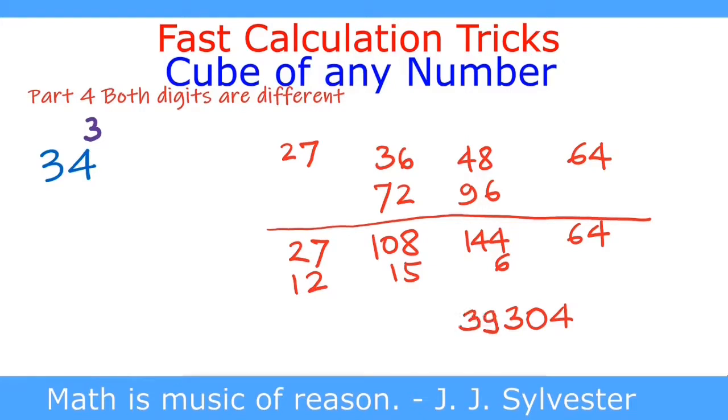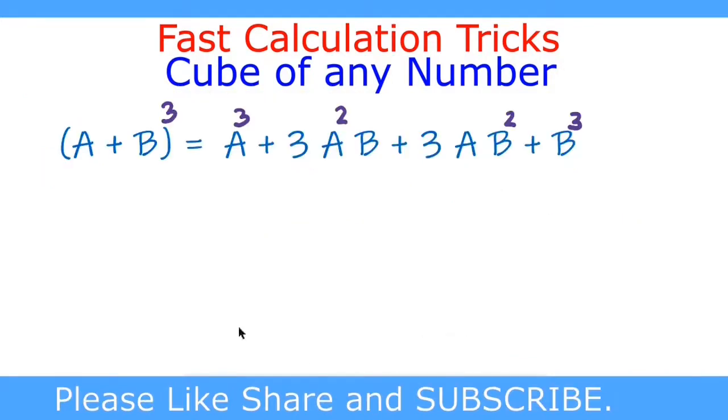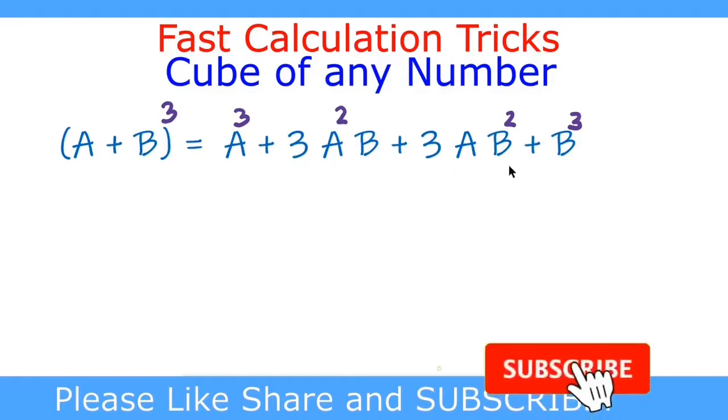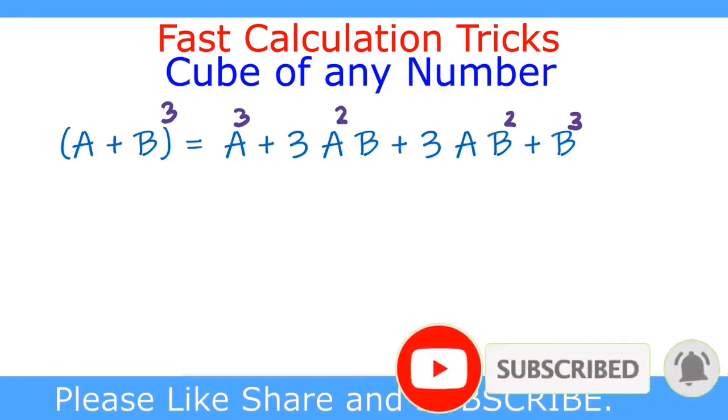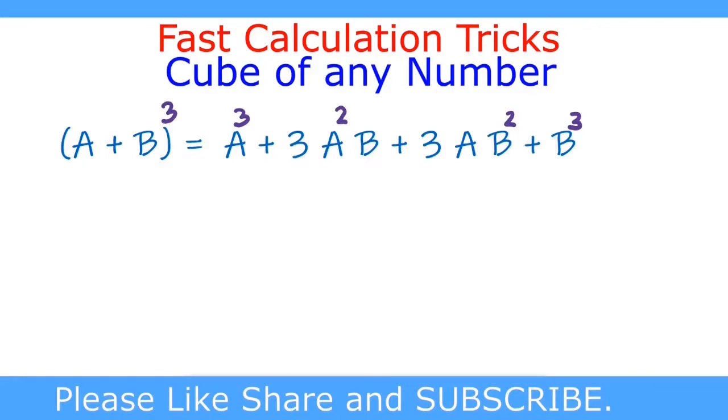We write 39. Thus our answer is 39304. Hence the cube of 34 is 39304. Our short trick is based on the algebraic identity (a plus b) whole cube, which is a cube plus 3a square b plus 3ab square plus b cube. And this identity is useful for finding the cube of all the numbers.